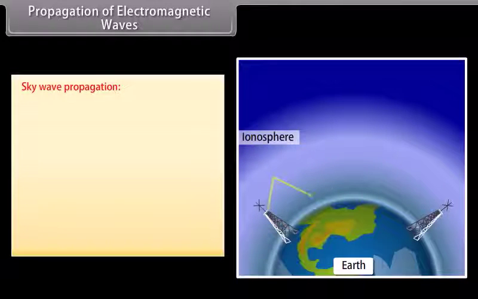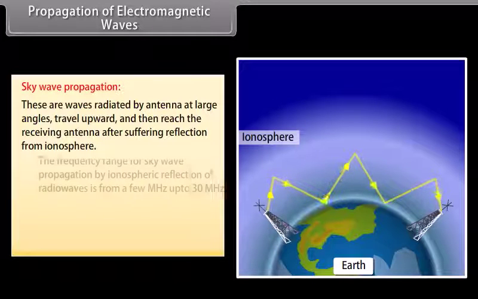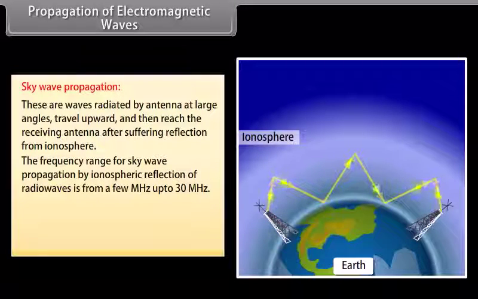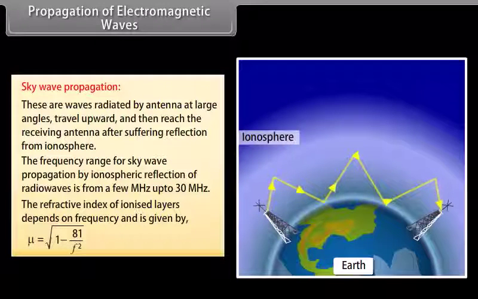Sky wave propagation. These are waves radiated by the antenna at large angles, travel upward and then reach the receiving antenna after suffering reflection from the ionosphere. The frequency range for sky wave propagation by ionosphere reflection of radio waves is from a few megahertz up to 30 megahertz. The refractive index of ionized layers depends on frequency and is given by the square root of 1 minus 81 upon f square.